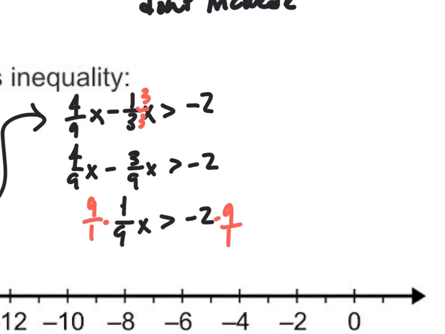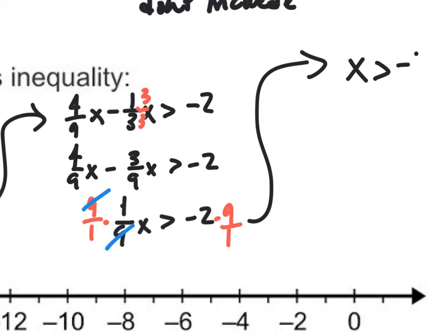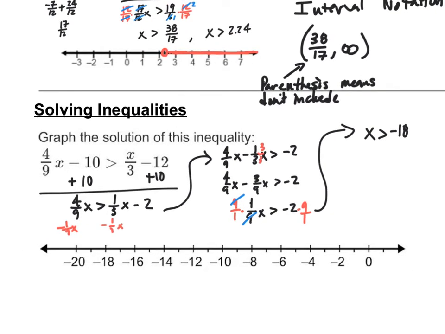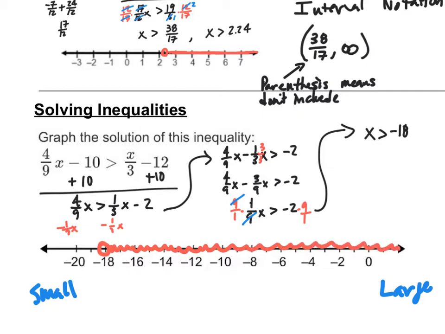So as a result, the 9s divide out and we just end up getting x is greater than -18. So I'm going to put a hole at -18, and all my values for x are going to be larger. So -16 is actually larger. Remember on a number line, the further right you go, the larger you get, and the further left you go, the smaller you get. So it's going to be all these numbers to the right of -18.